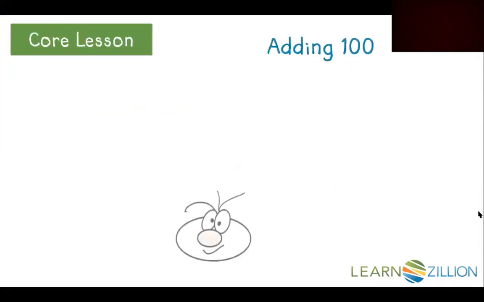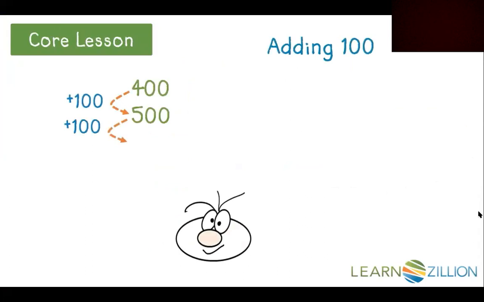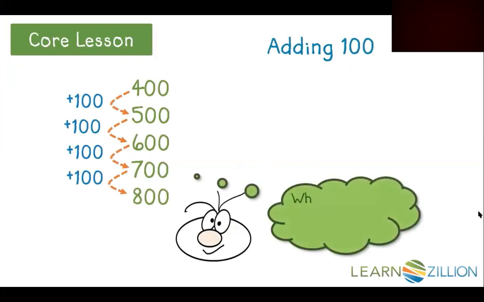Adding 100 to a number, 400 plus 100 is 500. 500 plus 100 is 600. 600 plus 100 is 700. 700 plus 100 is 800. When we add 100, the hundreds digit increases by 1. What if we added by multiples of 100?